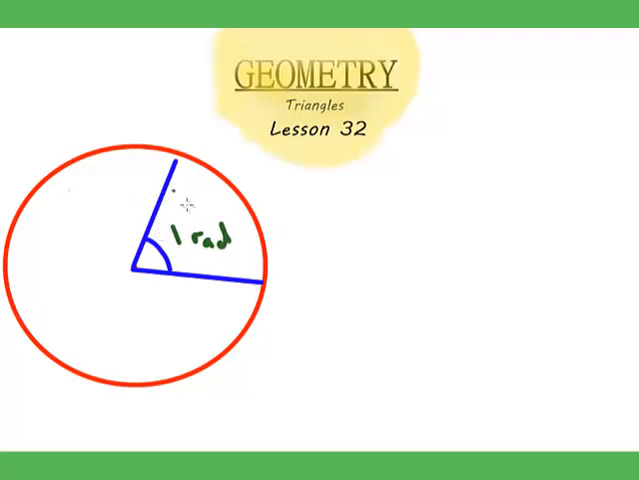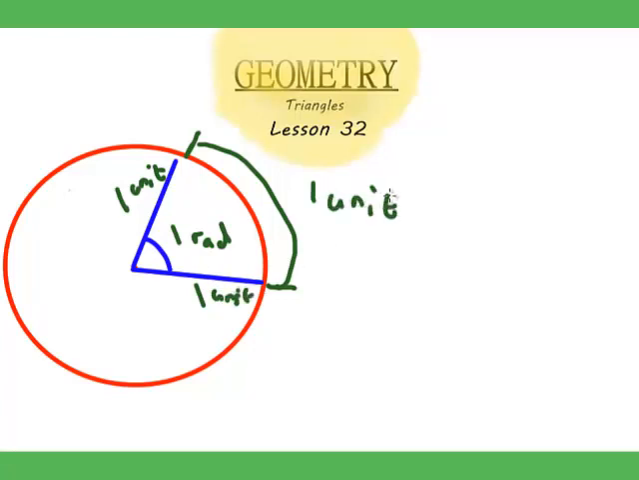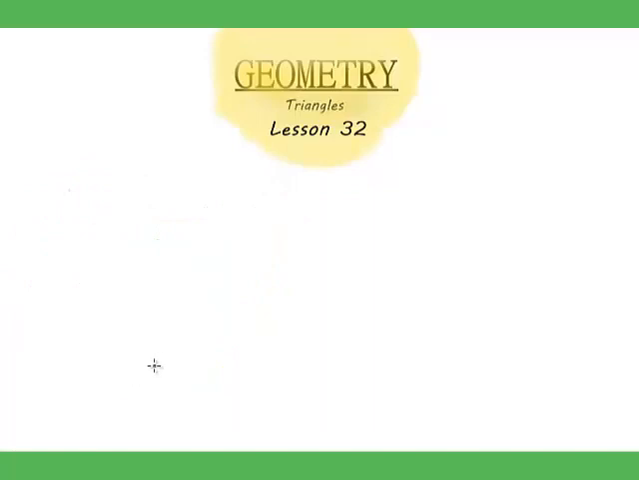So if this side is 1 unit long, this side is 1 unit long, and the arc from there to there is 1 unit long as well. So a radian is this angle where the radius of the circle is 1 unit long, and the length of the arc is 1 unit long as well. I should write unit in. So now let's think about this a bit.